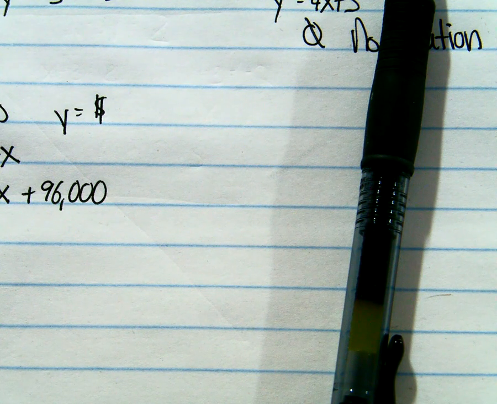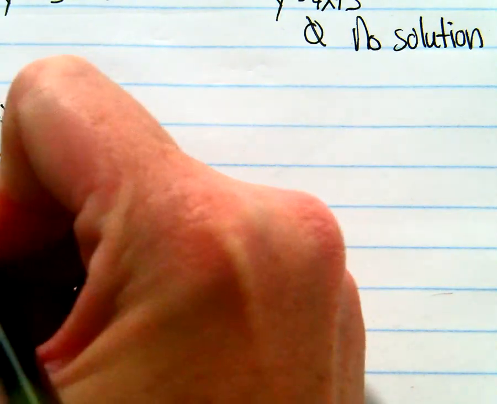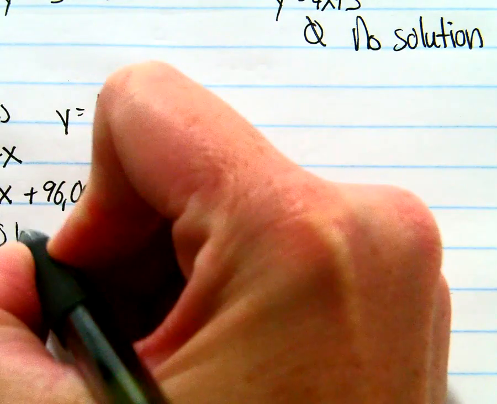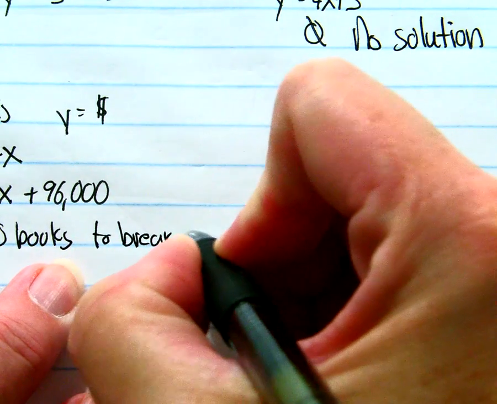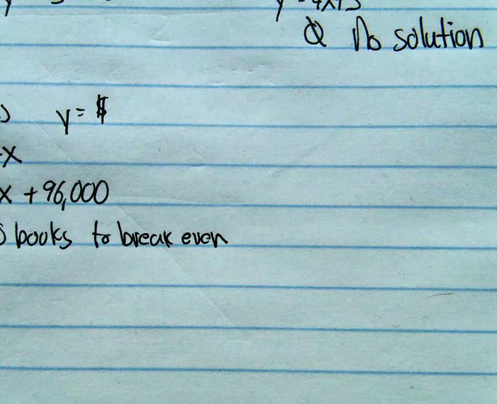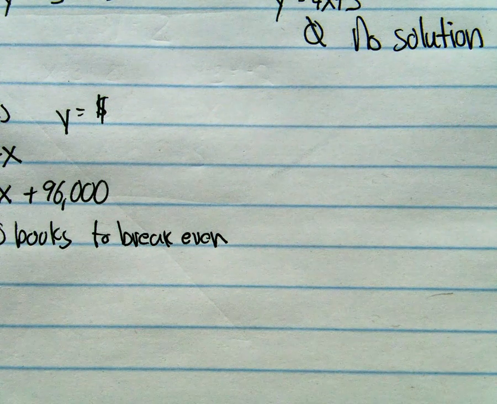Everything after 8,000 books is going to be profit, right? They will have covered their expenses. Make sense? Nod at me. Give me something. All right. So 8,000 books. Write that on your notes. To break even. That point where the two lines cross each other. All right.